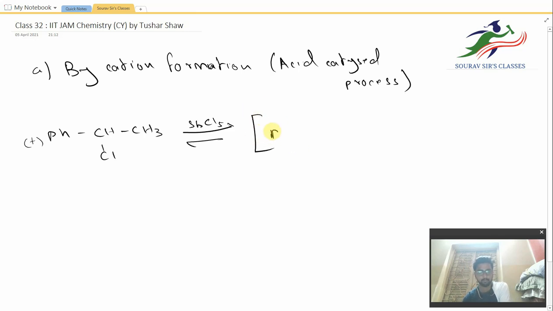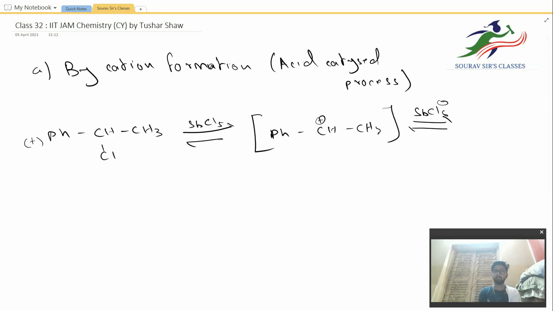So we get PhCH plus CH3, and SbCl6 minus would be present in the solution. For any reaction, like the very famous Friedel-Crafts reaction, we require a Lewis acid like AlCl3, which could accept the electrons or the minus charge from any compound so as to form a positive carbocation. In this case also, the same thing is happening. A carbocation is formed in the presence of a strong Lewis acid.